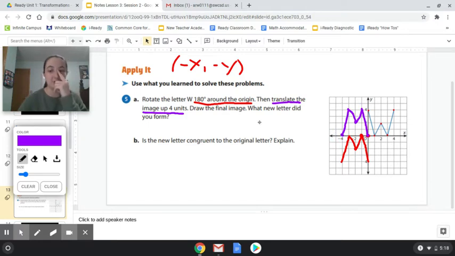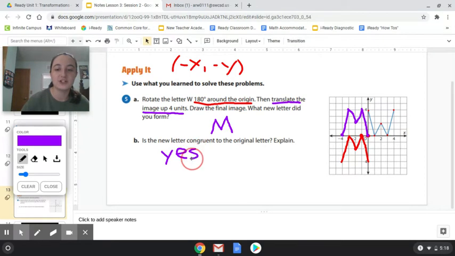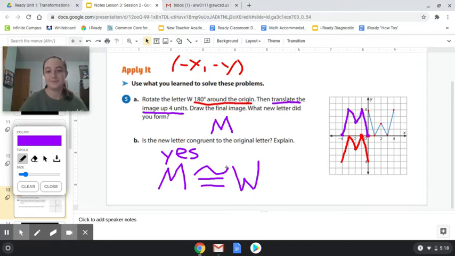So then we have to see what new letter we formed, and we formed the letter M after we rotated and then translated. And is our new letter congruent to the original? We will say yes, because remember, it did not change its size or its shape. It just changed the way that it was facing. So it changed its orientation and its location. So we would say that M is congruent to W. Remember, the symbol for congruent is that equal sign with that little squiggle on top.